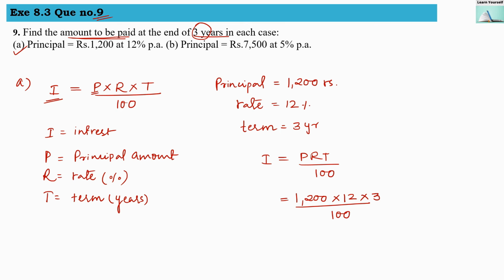So this 20 and this 20 we can cancel off. We get 12 into 12 into 3. So this is going to be 432. So this is our interest.